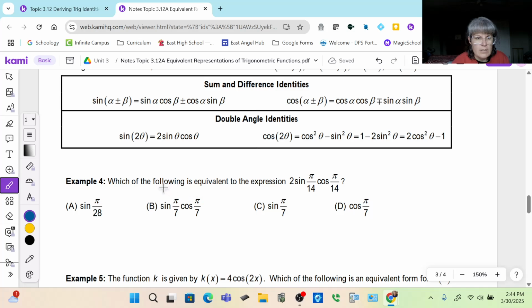So here we have in example 4, which of the following is equivalent to the expression 2 sine pi over 14 cosine pi over 14? Well, this form tells me I'm looking at a double angle identity. And my theta is pi over 14.